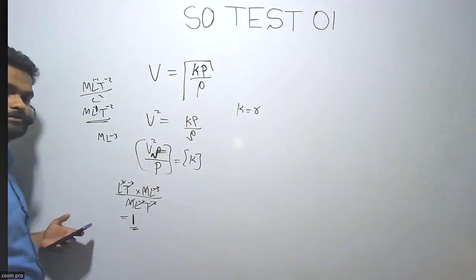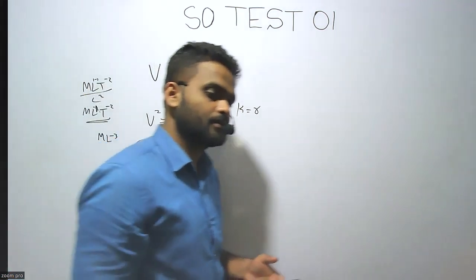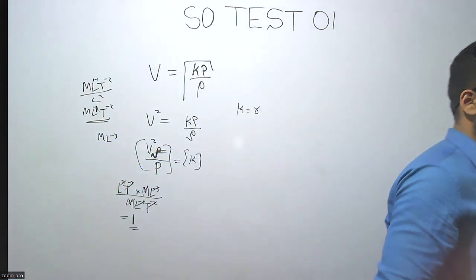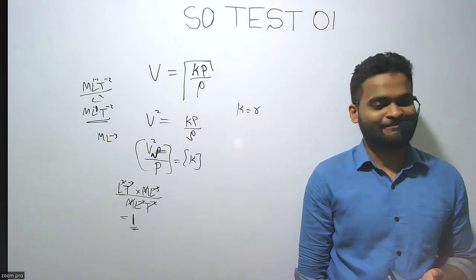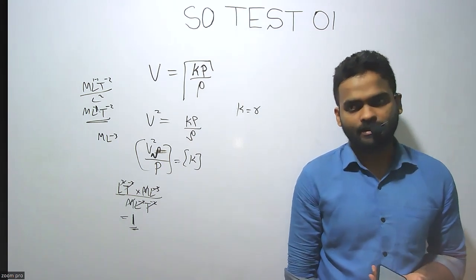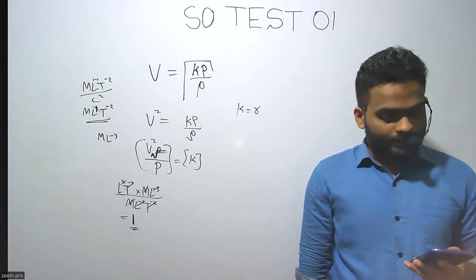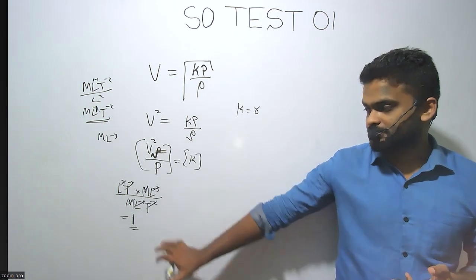So what does it mean? It means k does not have dimensions. It is dimensionless, right? It is actually a ratio. That k value is a ratio, so it does not have any dimensions.